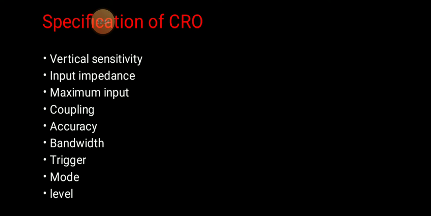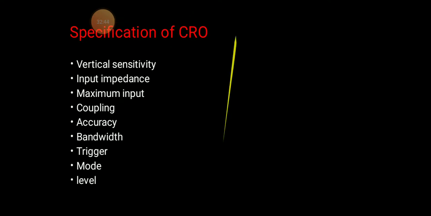Bandwidth. This is the 3 dB bandwidth of the vertical amplifier of the CRO. Trigger: internal, external and line. Mode: auto or normal. And level: continuously adjustable.